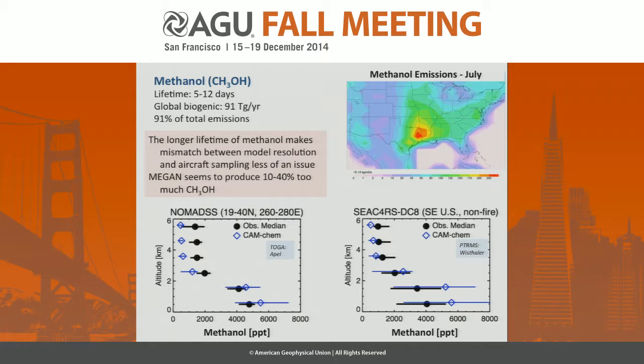Now, methanol is a very important biogenic emission species, and it has a longer lifetime, about a week, so it's a bit easier to do a model evaluation with it. The emissions of methanol are essentially all biogenic, about 90% of the total emissions. The model measurement comparisons here are quite good as well. So I think MEGAN is doing a very good job. It might be slightly high, especially compared to the SEAC4RS data.